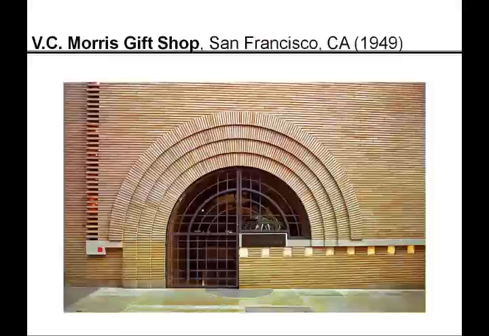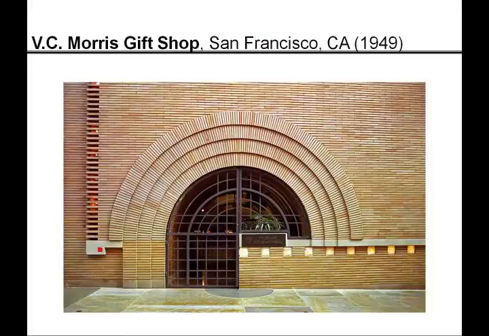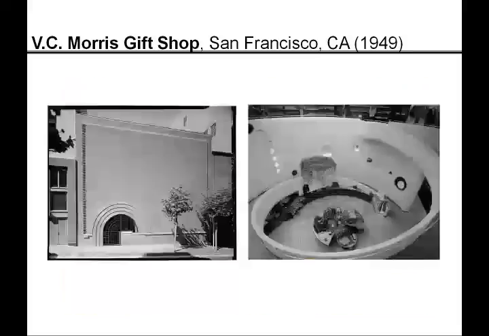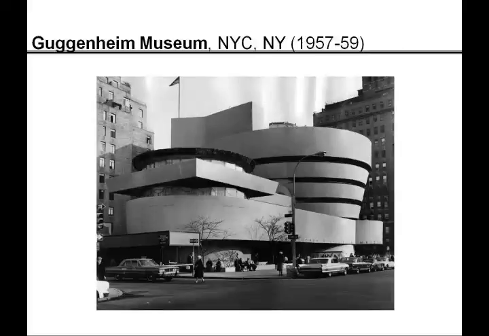And here we can see at the V.C. Morris gift shop the use of brick, the patterning. It becomes the ornament, the tonal shades of the natural fired brick. They also use concrete and plaster to define the curve of that ramp on the inside of the V.C. Morris gift shop. This was a physical prototype or proof of concept for the circular ramp that he would later use at the Solomon R. Guggenheim Museum, which you see here.